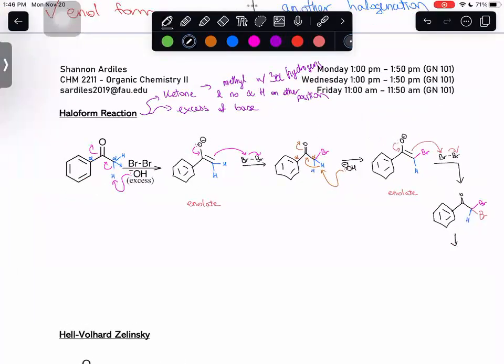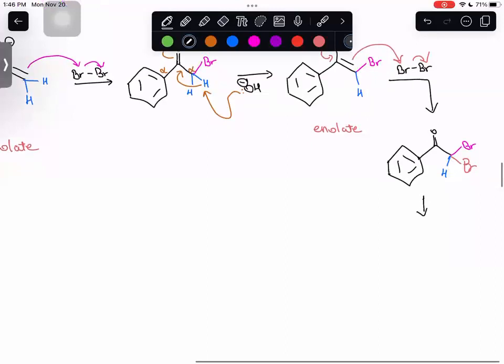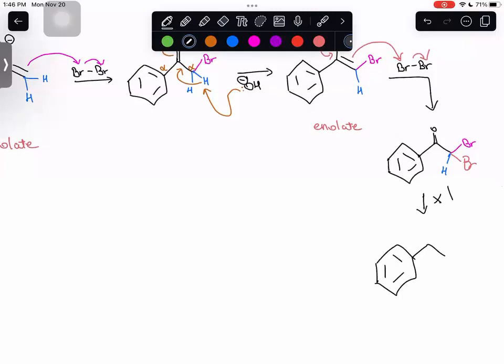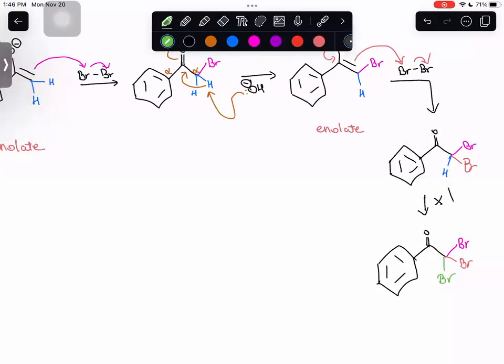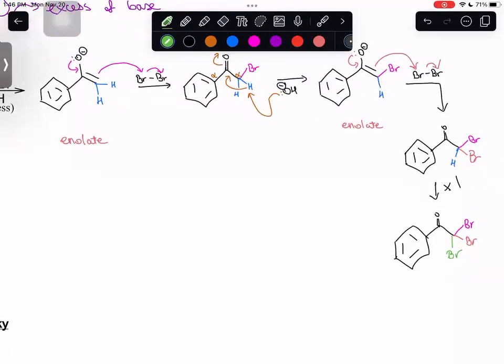Do I have more space? Yes, I do. Okay, so I have my two bromines in here. So we're going to repeat this step once more. So we know that at the end, we have our benzene, and then the third bromine in here. Okay, now.